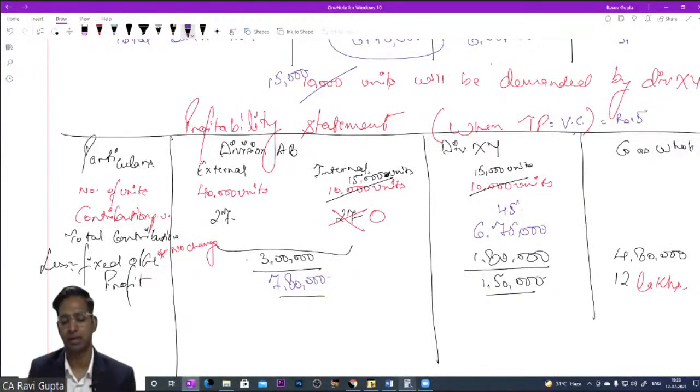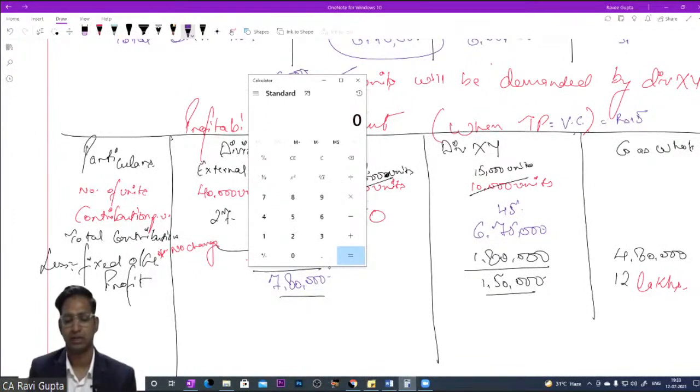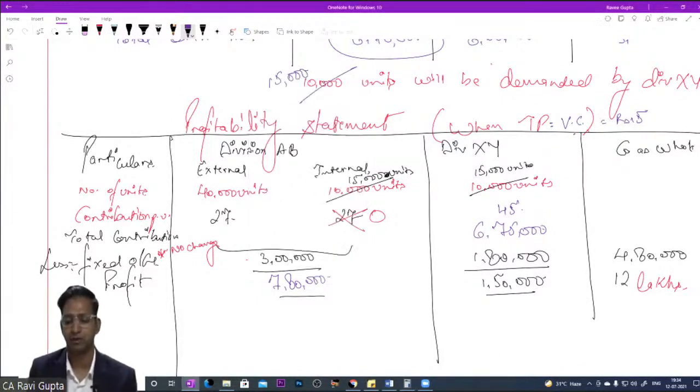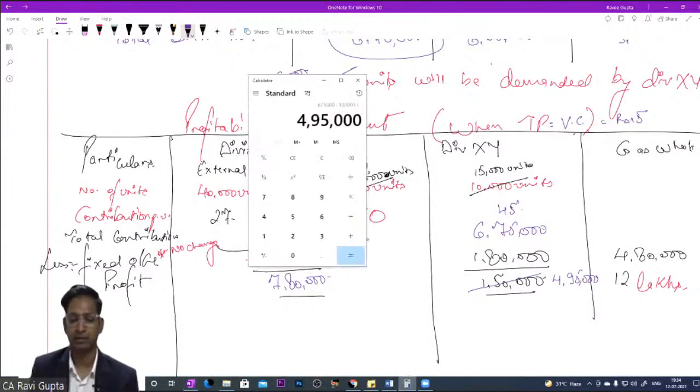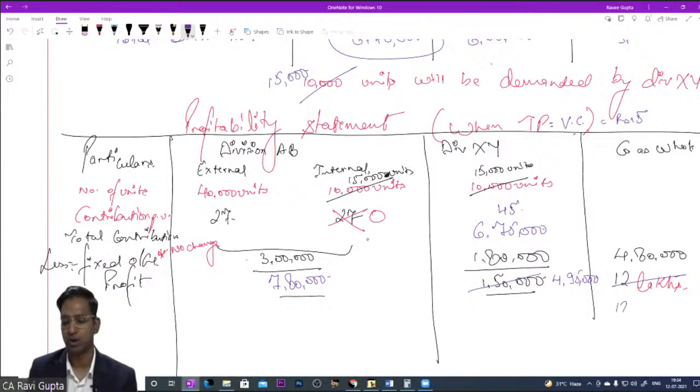And 6,75,000 minus 1,80,000. It will be 4,95,000. So 780 plus 495. It's now 12.75 lakhs.